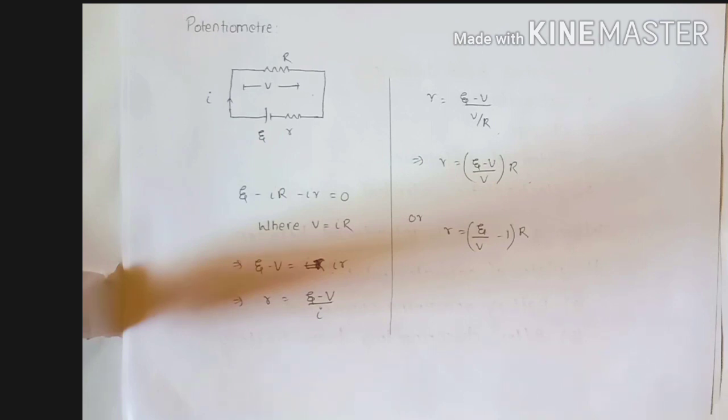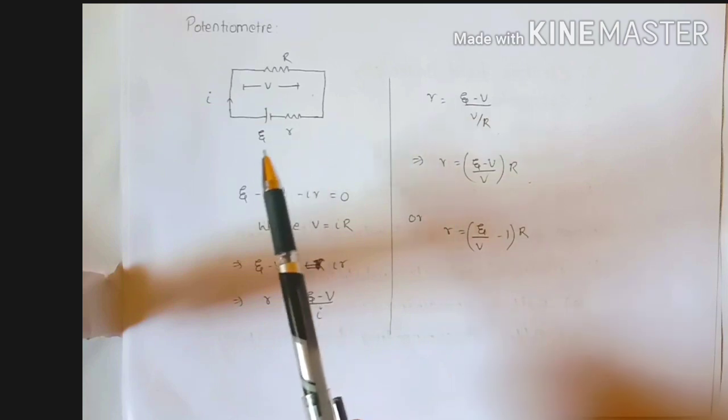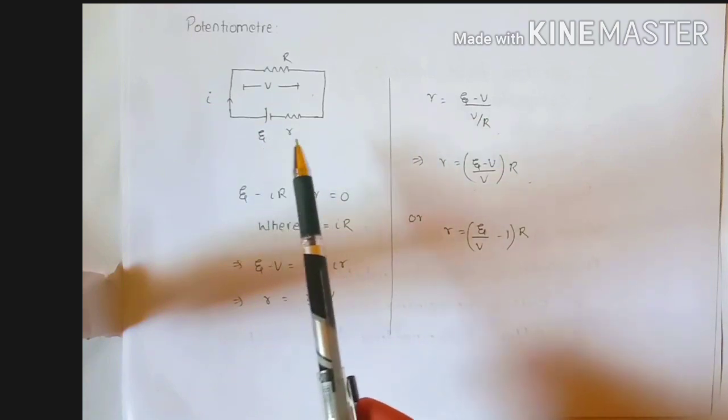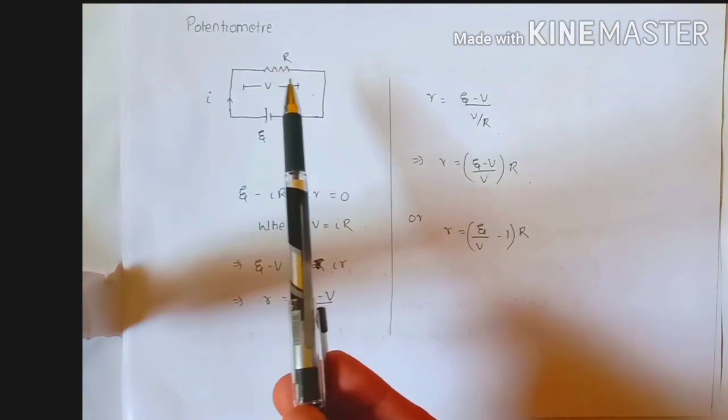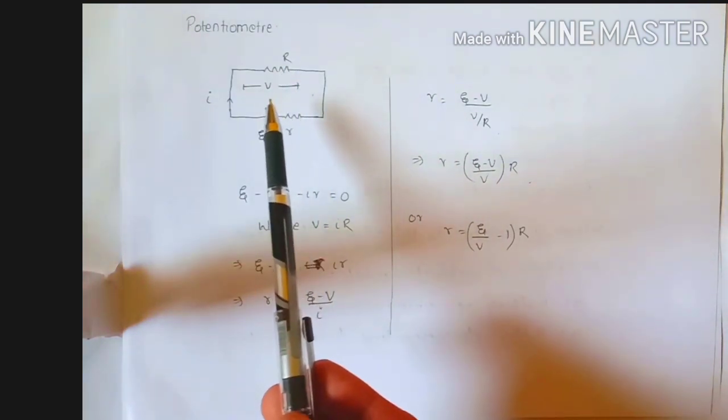Now further moving towards potentiometer, just going through this simple circuit. Here is a source of EMF E having internal resistance r and an external load resistance capital R, through which a potential difference V has been established.